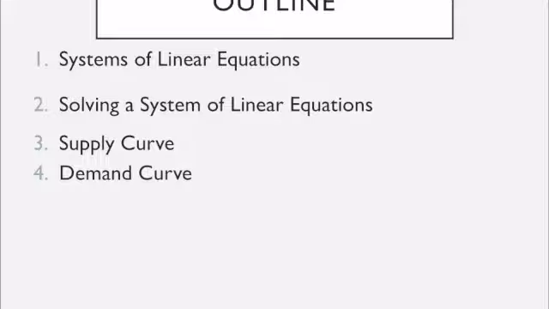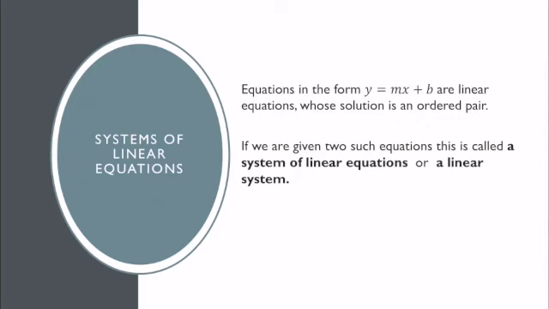When I have equations in the form y equals mx plus b, those are linear equations. Their solution is a set of ordered pairs, a line. But if we're given two such equations, it's called a system of linear equations or a linear system.